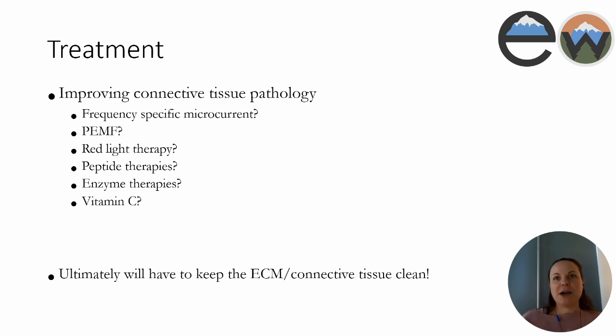But peptides might help recover more efficiently. Possibly, we don't know. Enzymes like beta glucan might also do the same. Vitamin C also helps with collagen production. So that could be helpful for some that don't want to go into, you know, expensive peptide enzyme therapies.